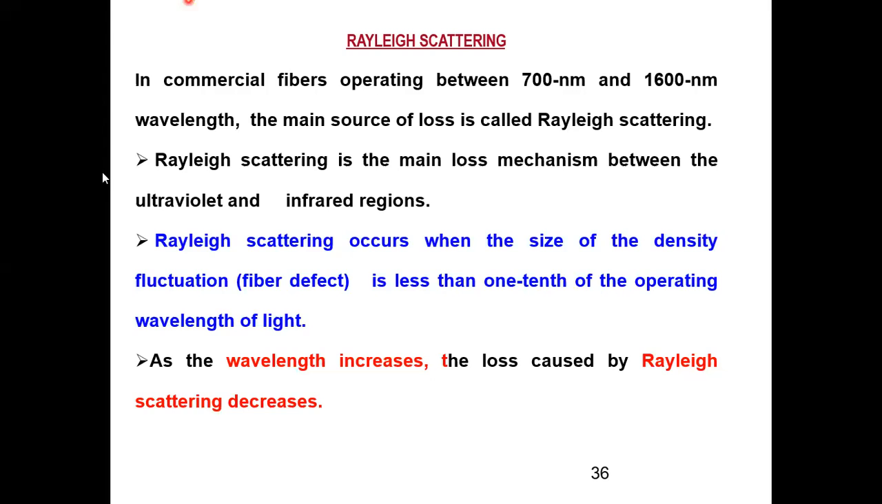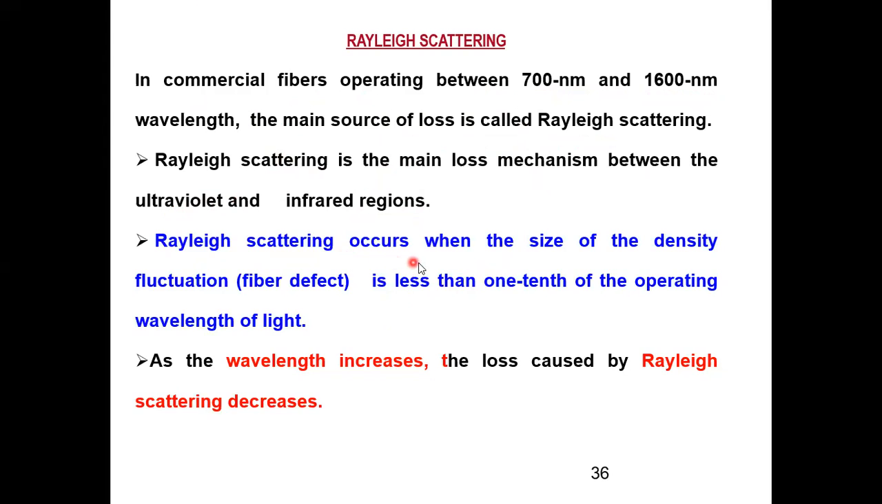Now continuing, this slide is important. In commercial fibers operating between 700 nanometer and 1600 nanometer, the main source of loss is Rayleigh scattering. Rayleigh scattering is the main loss mechanism between the ultraviolet and infrared region. This one in blue is important, that's why I have highlighted it with a blue color.